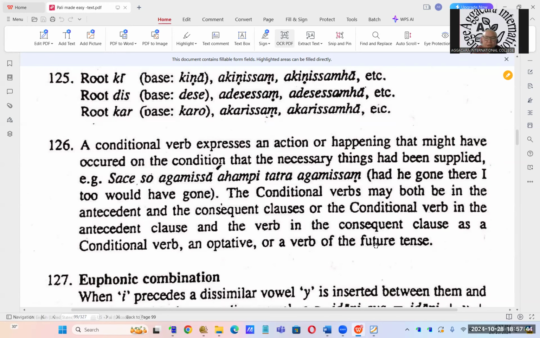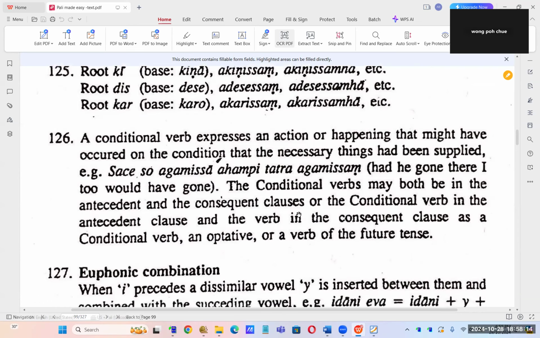Future tense will be gamisami. So optative will be gameyami, and the future tense will be gamisami. Right. Okay. So either this one, you can write down yourself. I can write down. Okay.